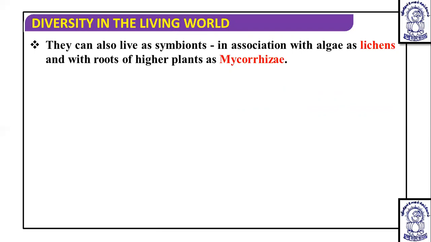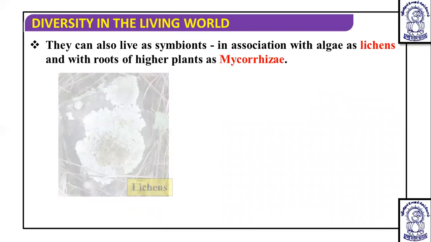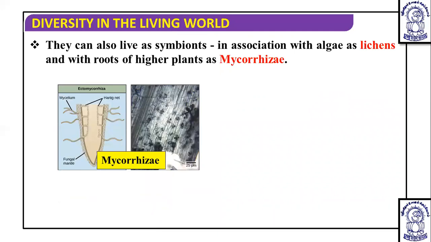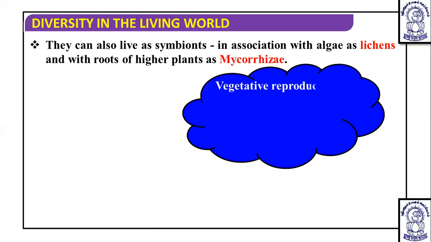Mycorrhiza is a symbiotic association of fungus with the roots of higher plants, and higher plants here include gymnosperms and angiosperms. So you can see this is the lichen. This is the mycorrhizal diagram. We will study mycorrhiza also in detail in this chapter.